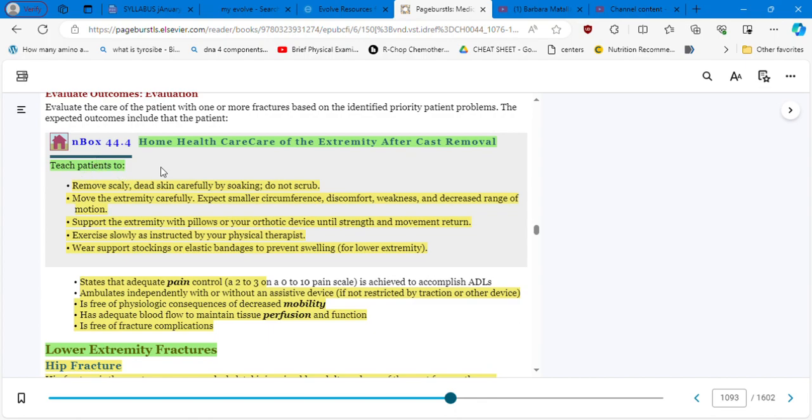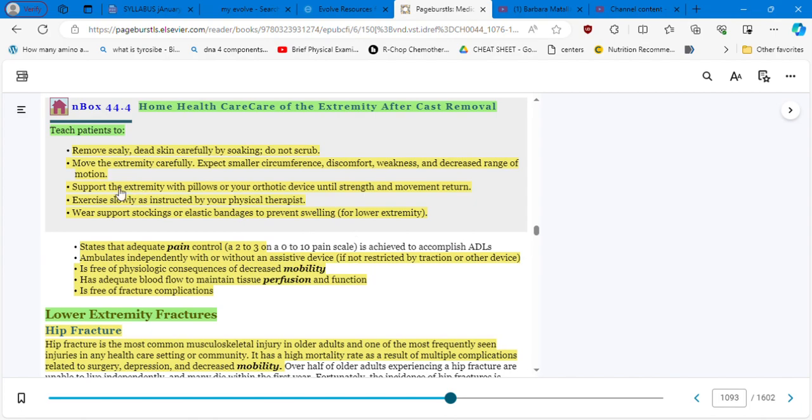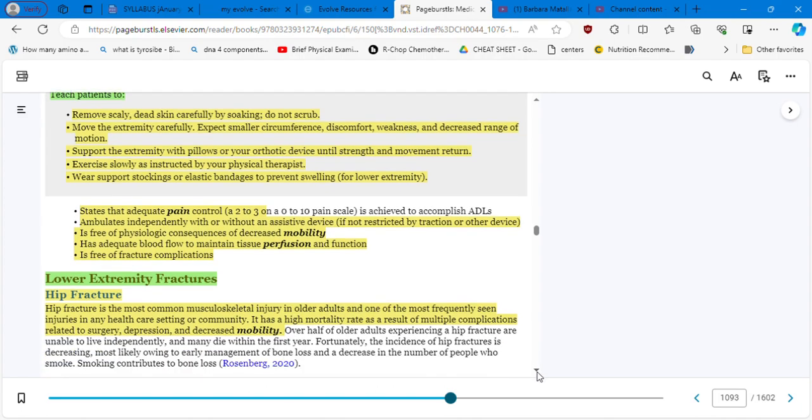So you teach the patient to remove scaly, dead skin carefully by soaking, do not scrub. Because at the end, if you do otherwise, you're going to get infected. Move the extremity carefully. Support the extremity with pillows. Exercise slowly as instructed by your physical therapist. Wear support stockings. And that's important.